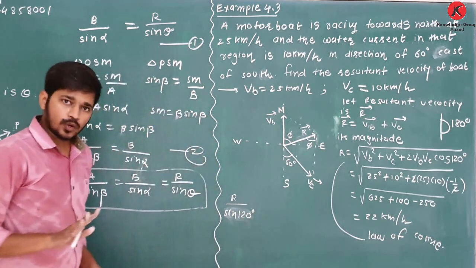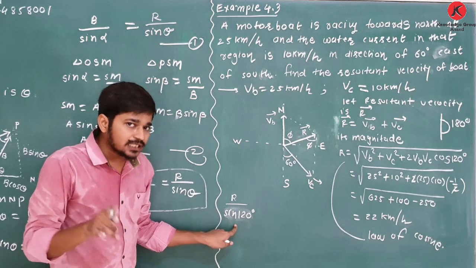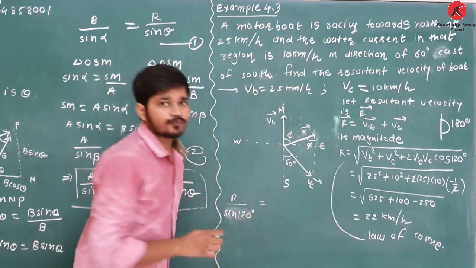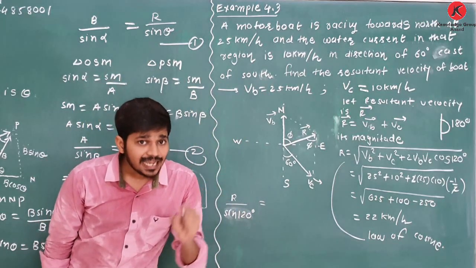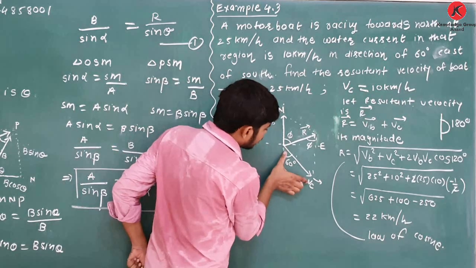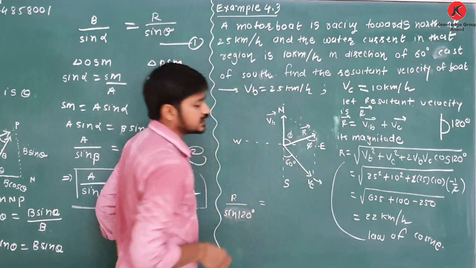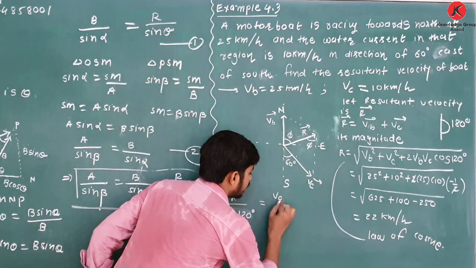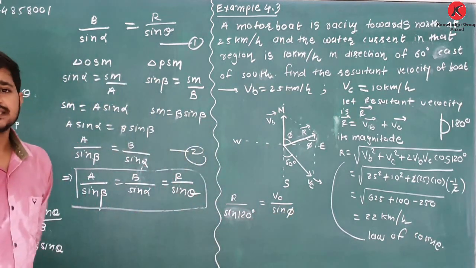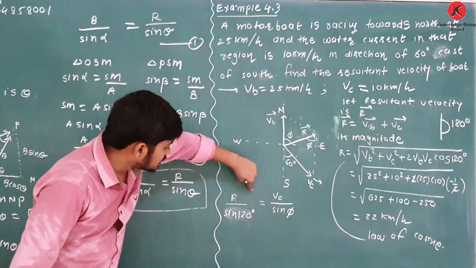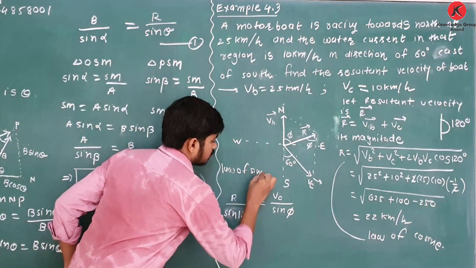R upon sine 120. Resultant vector divided by sine of the angle between the two vectors is equal to, you have to take one side and its opposite angle. See, if you take this BC, then phi is the opposite angle of this BC. Then how to write? Yes, here you have to write BC upon sine phi. Clear about this? So yes, it is the law of sine.